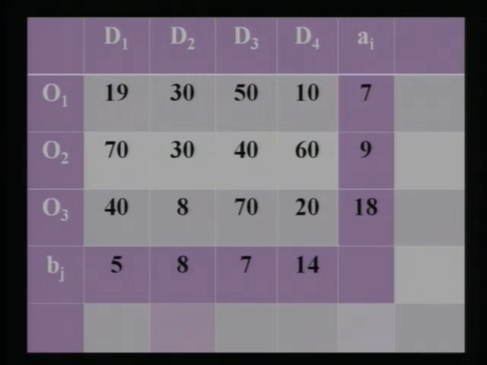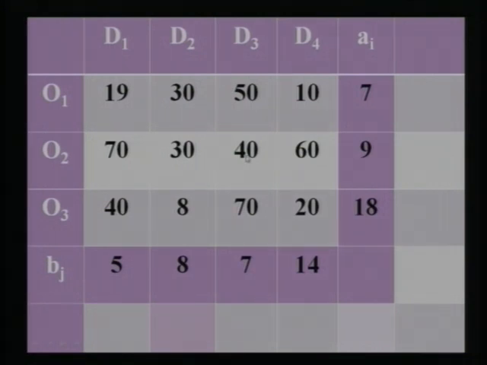There are 3 rows and 4 columns, meaning 3 origins and 4 destinations, and the values written in the white boxes are the cost values. If you transport some units of the product from O1 to, say, D3, then the cost of transportation is 50 rupees per unit. This is the cost per 1 unit, and these 7, 9, 18 are rim values, the supply values. That means from the origin O1 one can produce and sell a maximum of 7 items.